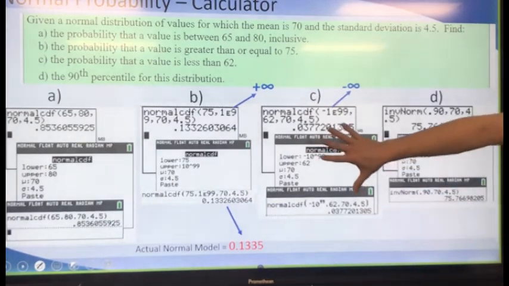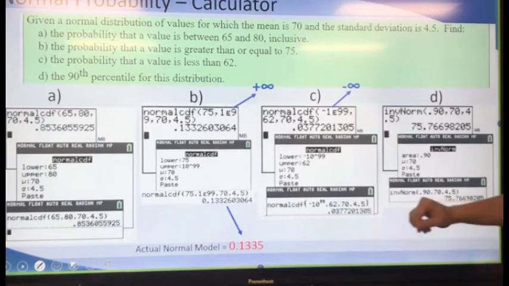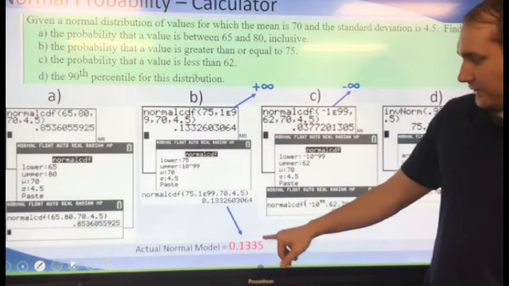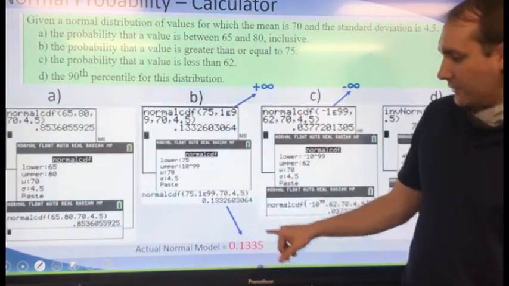So here's how you would do C. Here's how you would do the percentile. This is a good way to check your work, or a good way, especially if you're given multiple choice questions on the test. You can do it this way. If you're writing a response like my math lab, hopefully it's not asking you to round to the ten-thousandths, because you may be a little bit off based on the calculator and the actual normal model.